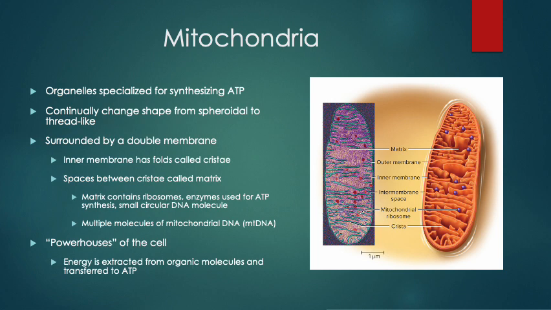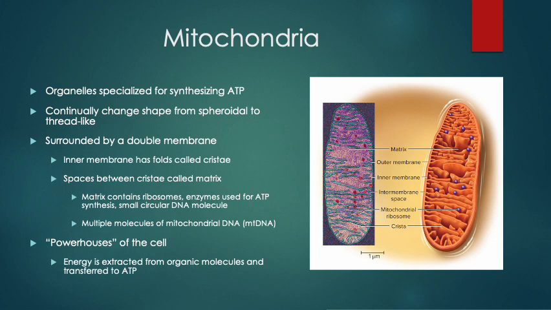And in between those folds is the matrix. That's where the ATP synthesis happens, in the matrix. Inside the matrix, there are ribosomes, and there are enzymes that are used to speed up the ATP synthesis process. Multiple molecules of mitochondrial DNA. mtDNA is how you notate that it's mitochondrial DNA.